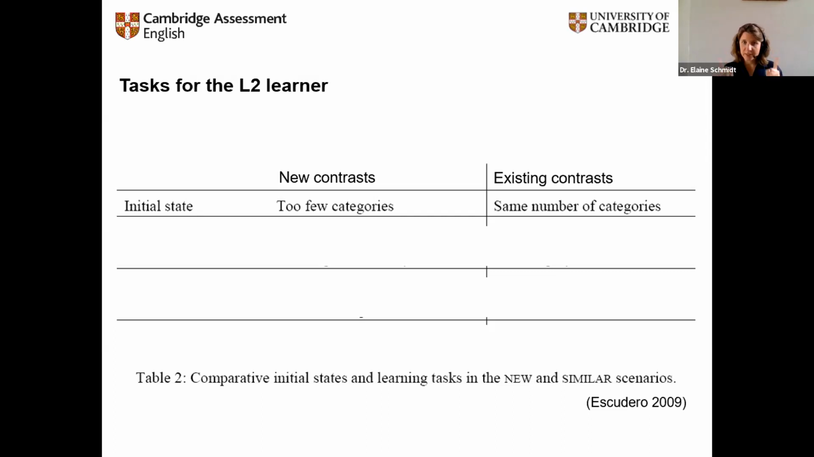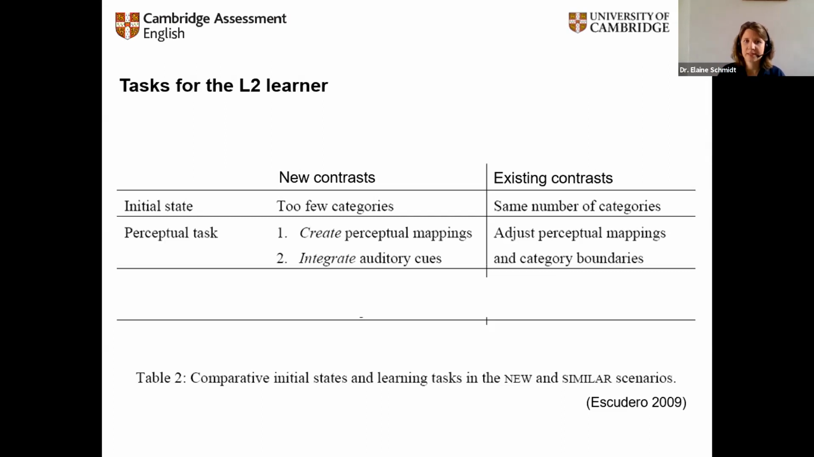But because you have the same contrast between what we call a voiced and a voiceless sound, you have the same number of categories. The perceptual task then means if you have new contrasts, you need to create perceptual mappings, and you need to integrate these auditory cues. Whereas in existing contrasts, you can just adjust your perceptual mappings and those category boundaries.